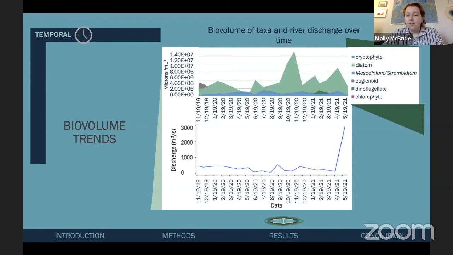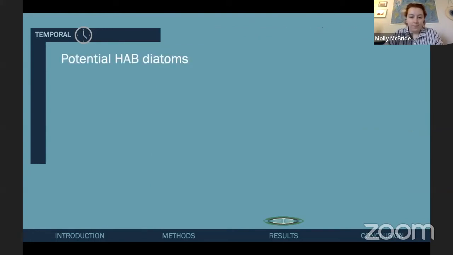And here we're starting to see some influence of river discharge. I plotted that below, and you can see that right before that peak in October of 2020, we had a decrease in river discharge. So that may influence our biovolume.